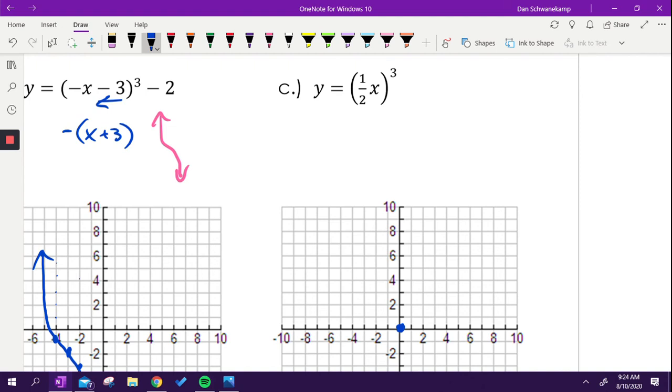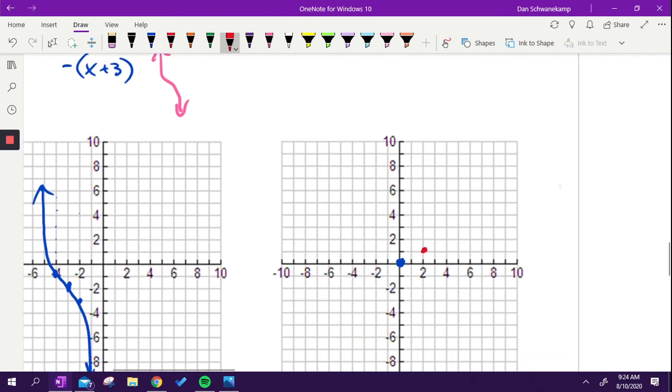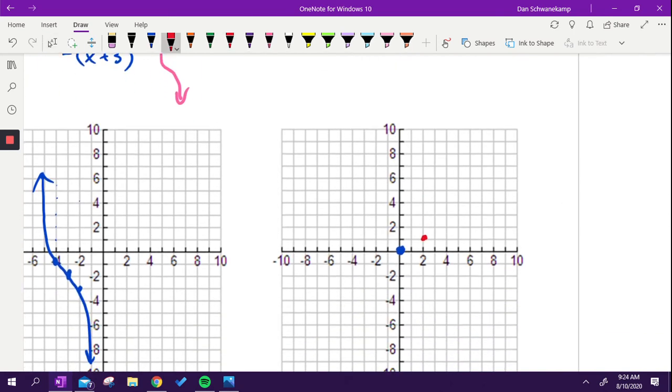Okay. What would be another good number to plug in here? 4, right? Half of 4 is 2. 2 cubed would be 8. So if I plug in 4, I get 8. If I plug in -4, I get -8. There is my graph. It is stretched horizontally.